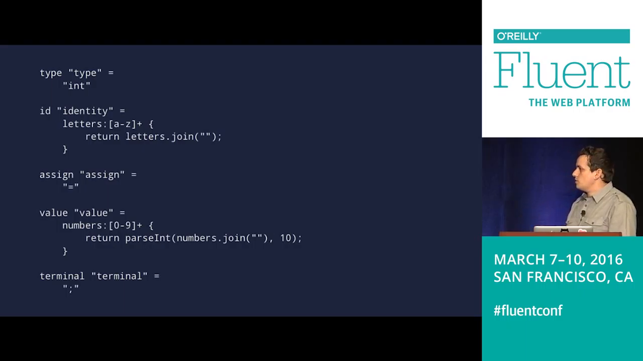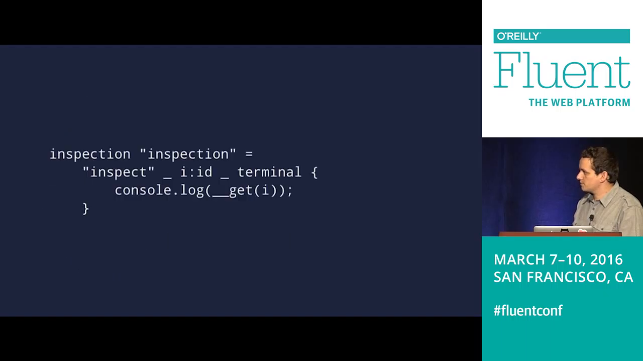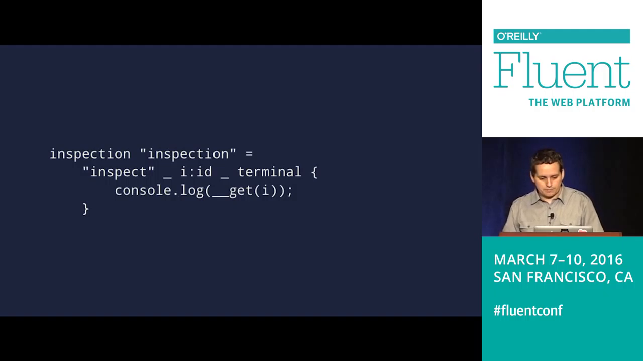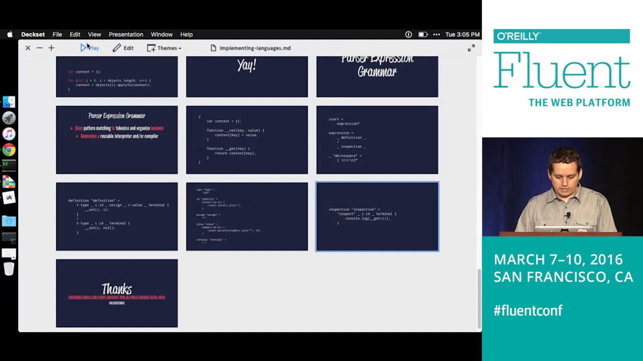So assignment is equal, value is any numeric characters joined together and passed as an int. And terminal is just semicolon, if your language supports it. The thing that I added to this was inspect. So I wanted to console log stuff to see what was going on, and you can do that by adding this to the language.